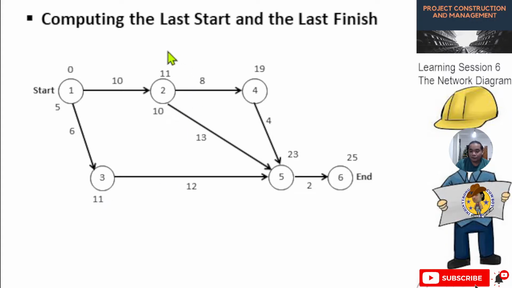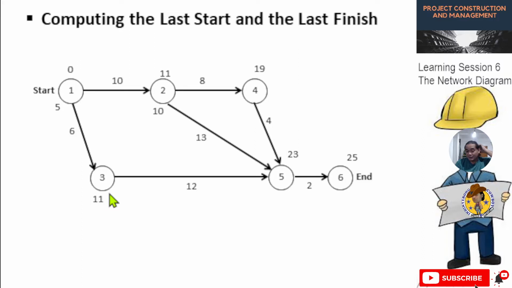Okay, so you notice guys that node 2 has two activities on it. For this one, 23 minus 4 is 19, then 19 minus 8 is 11. Since this node has two latest finish values, we need to use the lower, the lowest figure. The lowest figure for this node is 10. So we subtract the duration 10, and the answer now is 0.